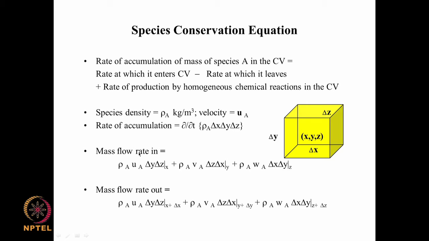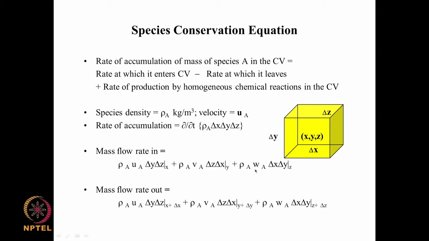And the mass flow rate in is what is coming in through the left face, through the bottom face, and through the back face. And in each case we multiply rho times the velocity component perpendicular to that particular surface times the area of that particular face. For example, if you take the left face, the area of that face is delta y times delta z, and the density is rho A at x and U A at x, because this whole face is located at x.